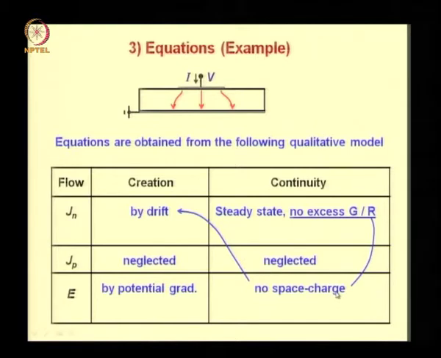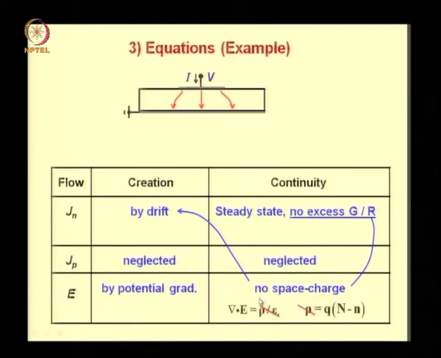The no space charge assumption leads to the fact that the current can only be because of drift, because the diffusion current is 0. This is a uniform semiconductor, and no space charge means the electron concentration is equal to the doping concentration, which is uniform, and electron concentration being uniform, there cannot be a diffusion current. We are neglecting the effect of holes here. Similarly, no space charge also leads to the condition that there is no excess generation or recombination, because the carrier concentration is equal to the equilibrium value.